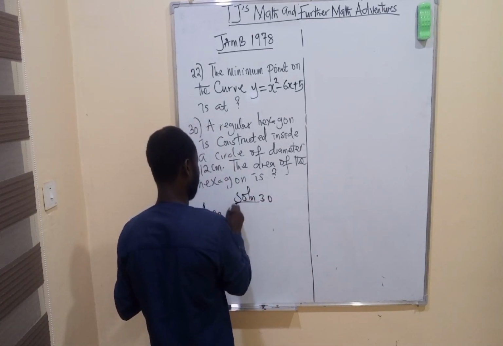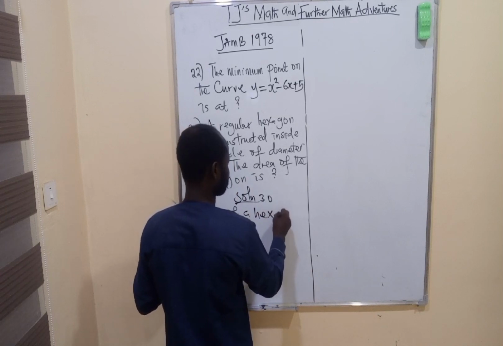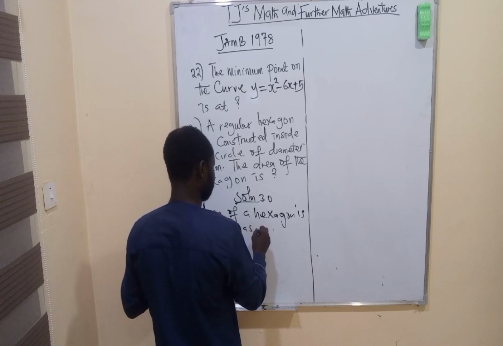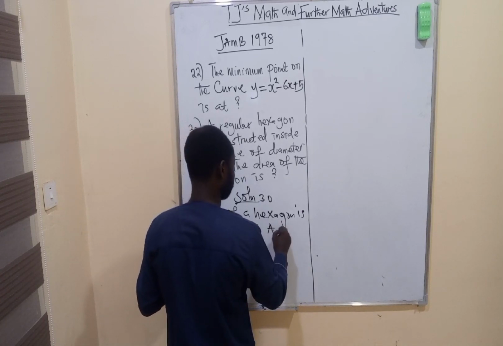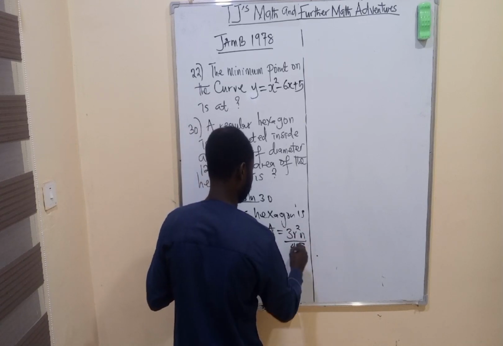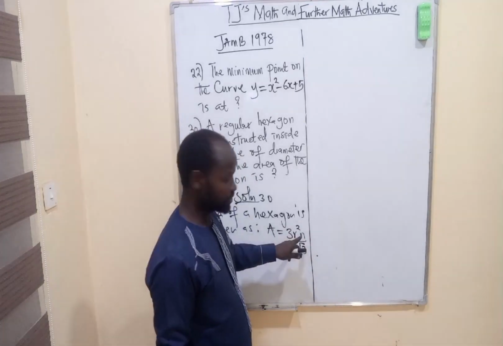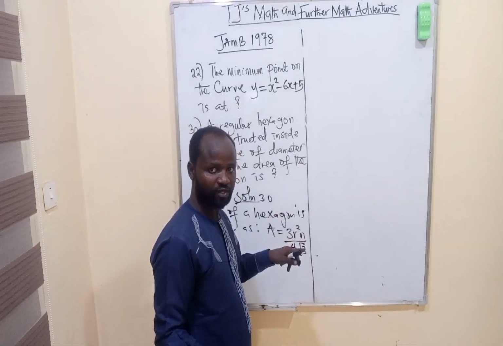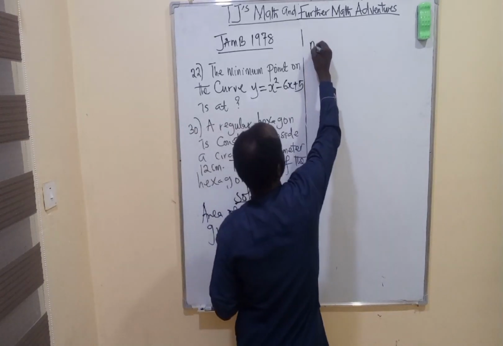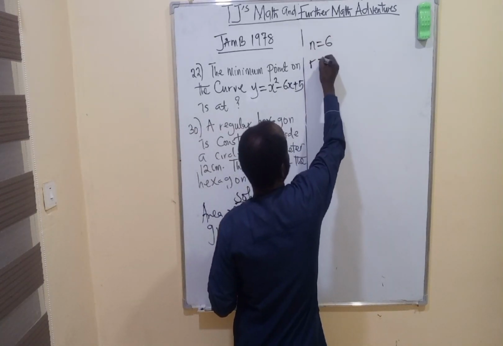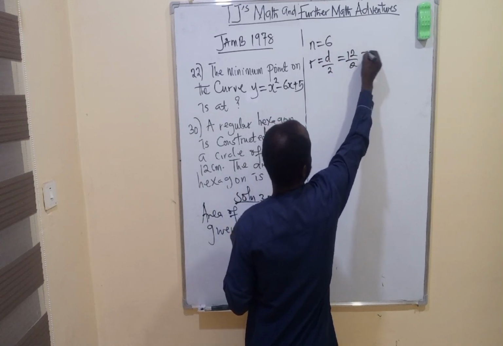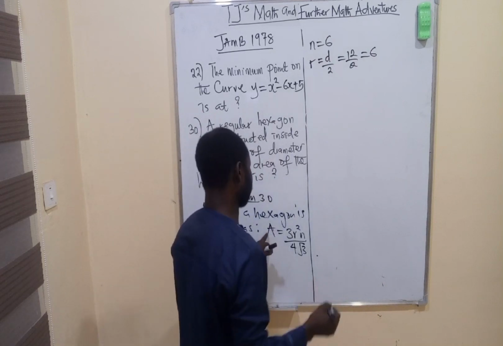The area of a hexagon is given as 3r squared n divided by 4 root 3, where r is the radius and n is the number of sides, and this is a 6-sided polygon. From the question, n is 6, and r, the radius, is half of the diameter. That will be 12 divided by 2, which is 6. So we can find the area now.